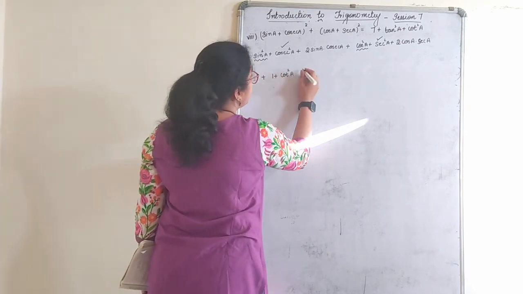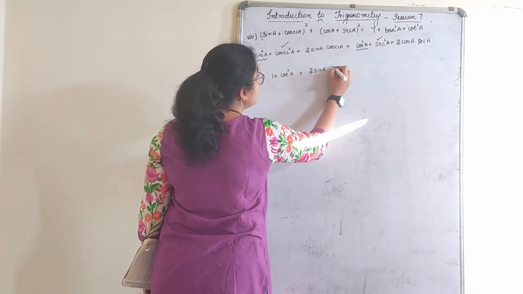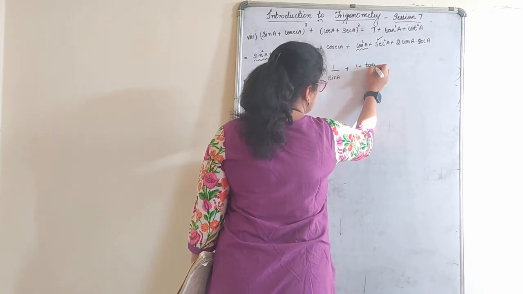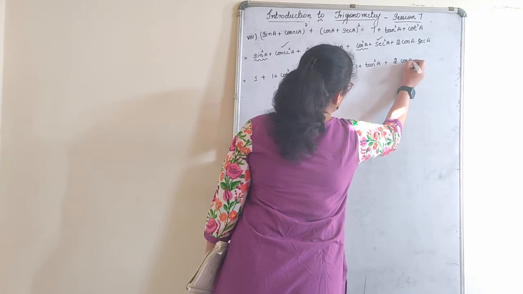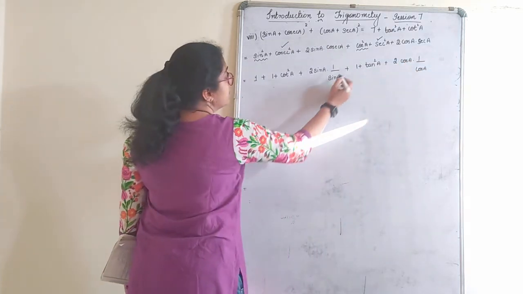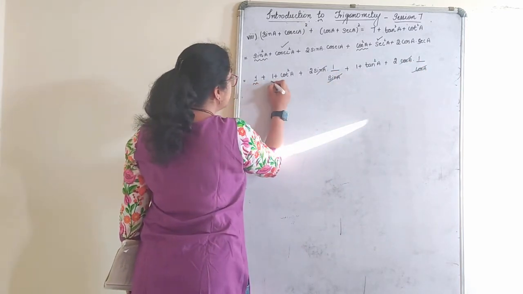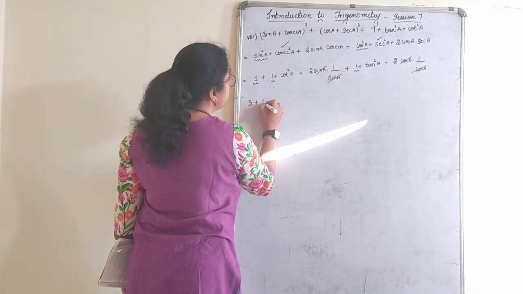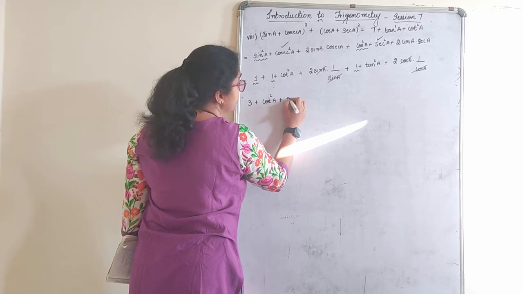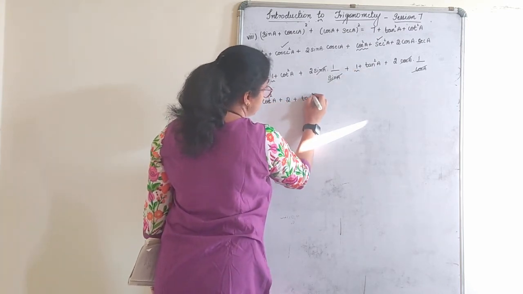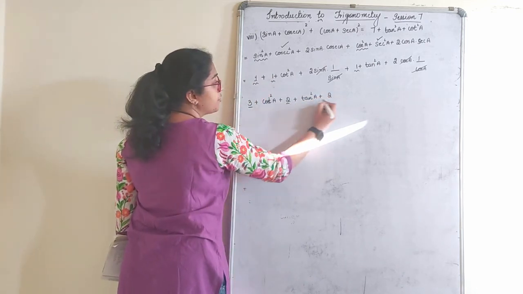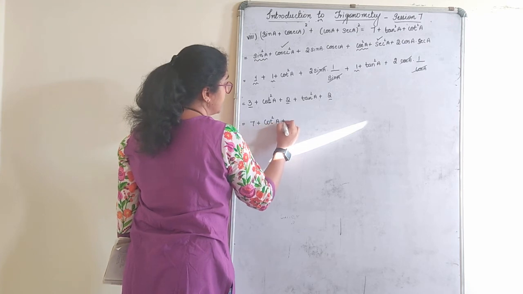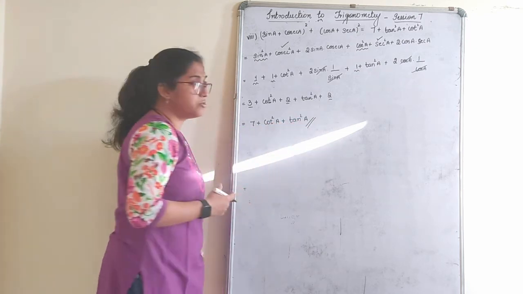1 plus cot square A. Keep this as it is. I will write this as 2 sin A into 1 upon sin A, plus sec square A is written as 1 plus tan square A, plus 2 cos A into 1 upon cos A. Sin A and sin A, cos A and cos A cancel. 1 plus 1 plus 1, how many? 1, 2, 3. 3 plus cot square A plus 2 plus tan square A plus 2. 3, 4, 5, 6, 7. 7 plus cot square A plus tan square A. I think this was the simplest one we have.